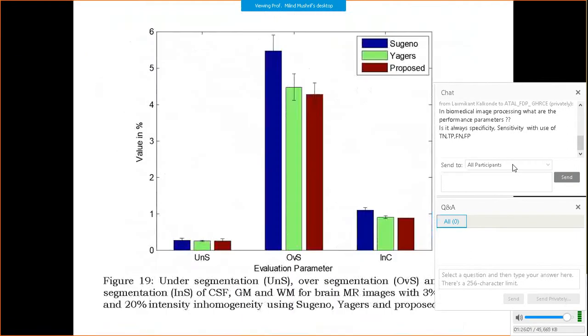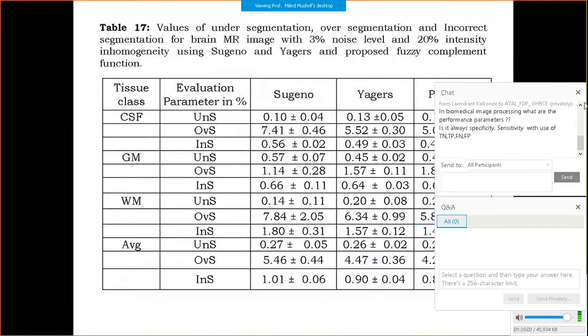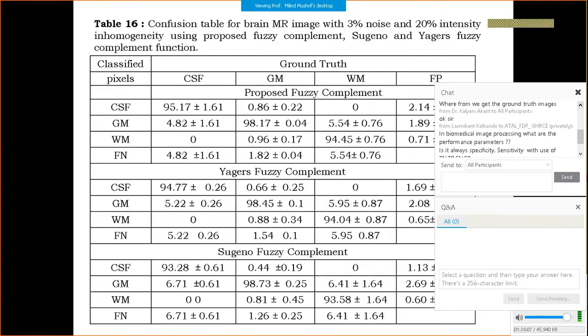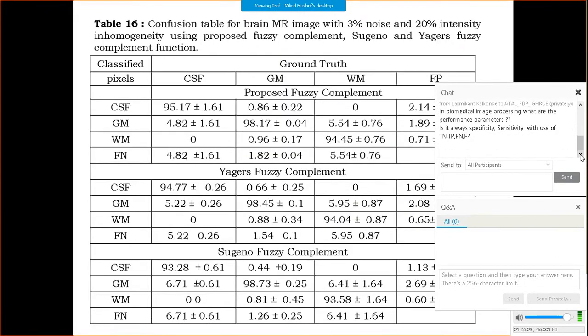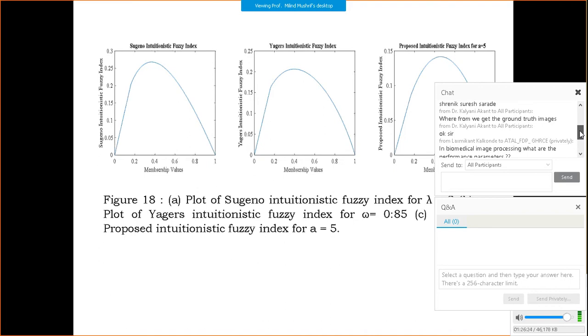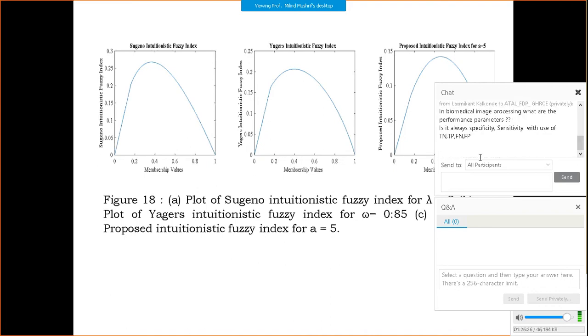You can find many performance measures in the literature. Some of them I have used here, and other than this, people have used the Rand index, and many other performance measures you can see. I have also used the Rand index, which is also a good performance measure for comparing your results.